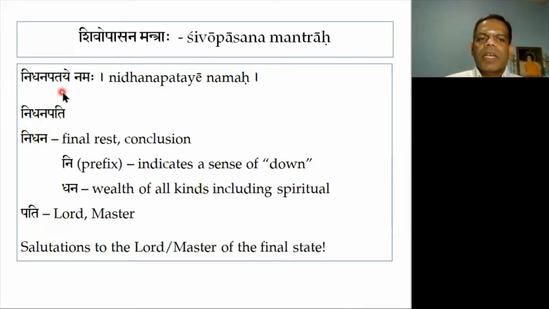So Nidhana Pataye is the fourth vibhakti, meaning to the Nidhana Pati. Nidhana Pati is the simple noun name. And so Nidhana Pataye means to that Nidhana Pati, salutations. That's what the meaning is. So now we look at what is Nidhana Pati. Nidhana and Pati are two different words.